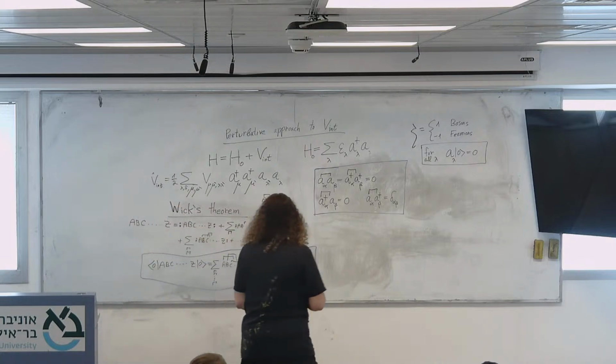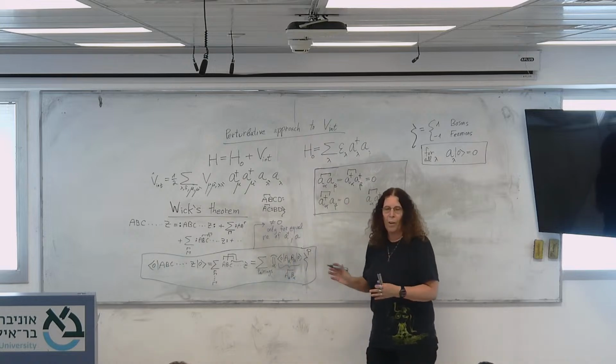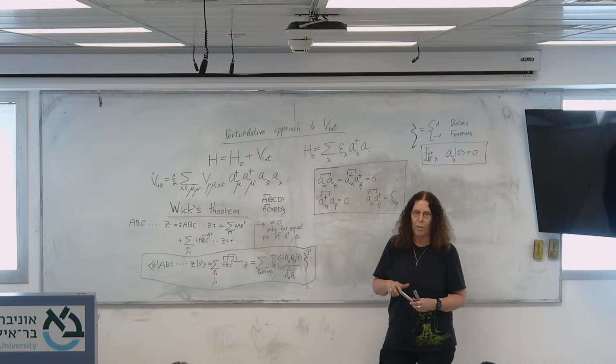Yes, so right. So this is a contractor. Okay. The contractor is a vacuum expectation value of a pair of operators. Okay?